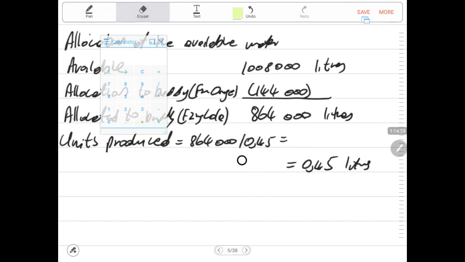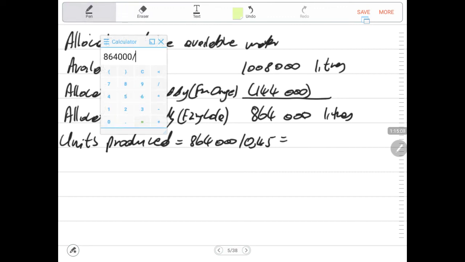If we divide by 450, then we need to multiply after by 1000. So we divide 864,000 by 0.45, then this will give us 1,920,000 units, meaning these are the units that they can produce.